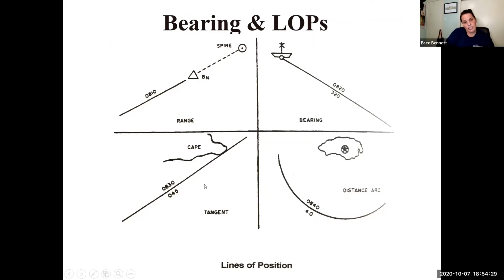The last one in this image is a tangent line. Again, this is only going to be used for people using radar. And that's when you move your bearing line on the radar and it touches a piece of land just in one point. So tangent of a circle means the line just touches the circle in one single point. So that's going to be your tangent bearing, again, used by radar.